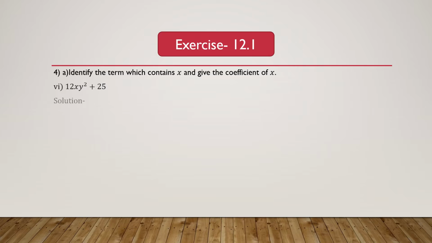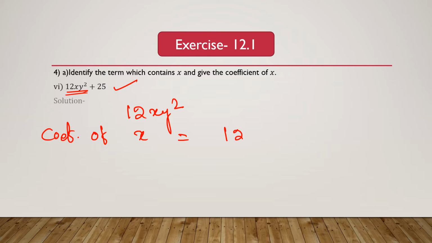Now sixth bit, 12xy square plus 25. We have to identify the term which contains x and the coefficient of x. So the term which contains x is 12xy square, and coefficient of x is 12y square.